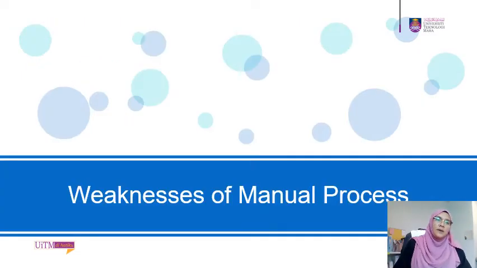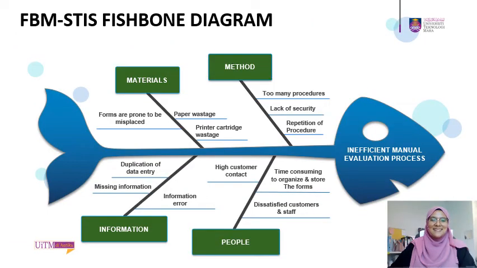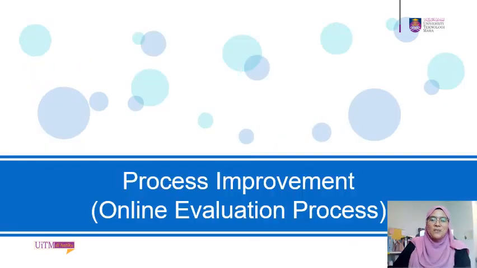Why did we start with the FBM-STIS? Because we identified the weaknesses of the manual procedures. This is a fishbone diagram that we use to identify the weaknesses of the old procedure, or the manual procedure, of the internship training. The areas that we identified are materials, methods, information, and people. And these 4 areas actually lead to the inefficient manual evaluation process. Once we identified the weaknesses, it was time for us to do the improvement.